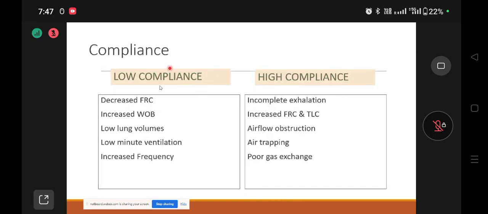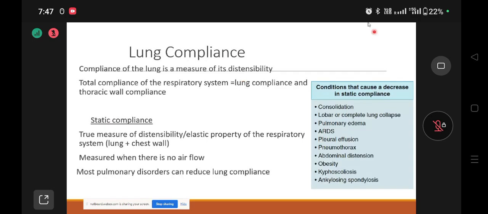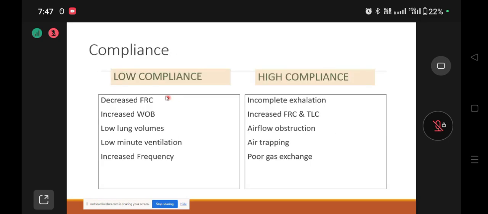So there are various things which can happen if your compliance is low or high. Low compliance, which we commonly see in the conditions I've already told you, leads to decreased compliance. And many of these can lead to decreased FRC, that is functional residual capacity. There is increased work of breathing. Lung volumes are low, as in consolidation, collapses.